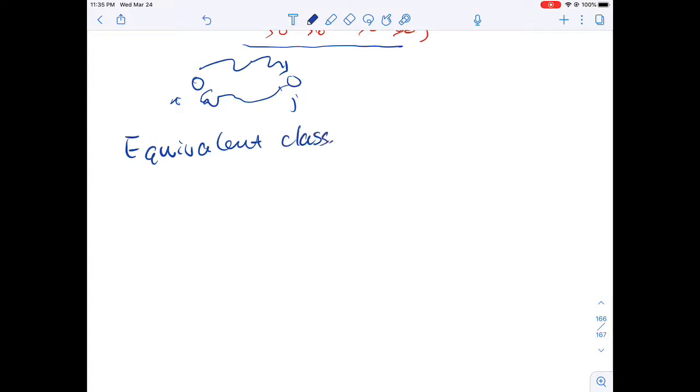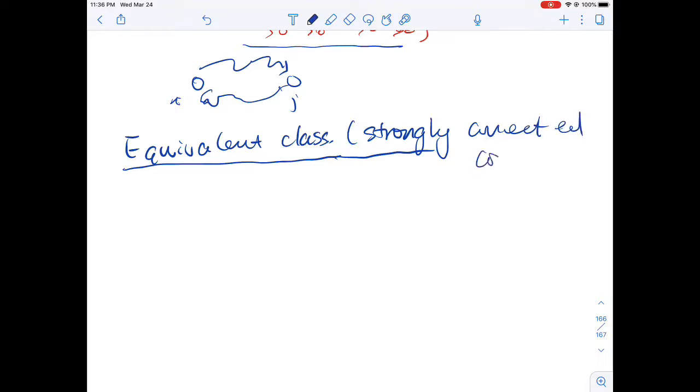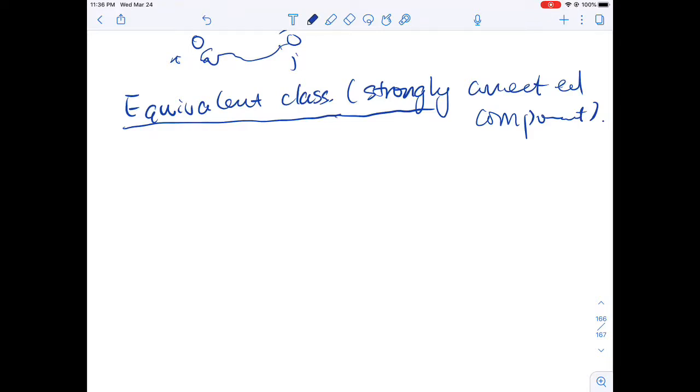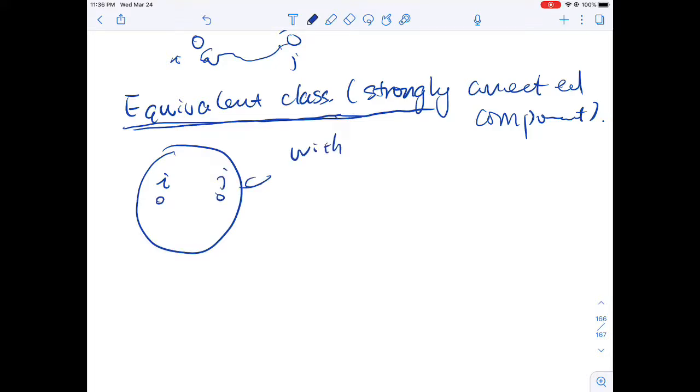Right, so I think this is also something you saw in discrete math, right? In graph terminology, this is really just a strongly connected component. We will see the connection is actually very obvious. So what would be the equivalent class? Basically, we say that the i-th node and the j-th node are within the same equivalent class if there are three conditions.